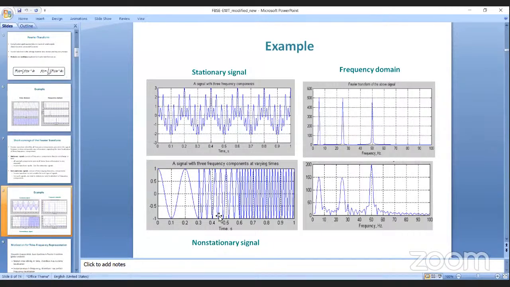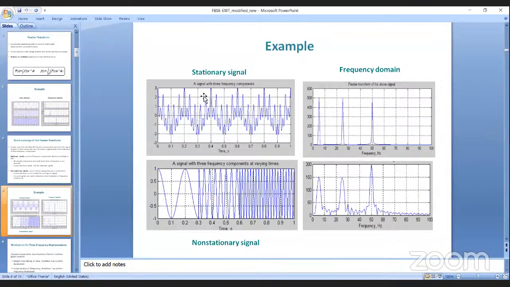And when you go to the other case, the non-stationary signal, all these frequencies are present, but they are present at different points of time. For example, from 0 to 0.3, the 5 Hz frequency is present, from 0.3 to 0.6, the 25 Hz frequency is present, and from 0.6 to 1, the 50 Hz frequency is present. So this is a concatenation of these three frequency components, and that is an example of a non-stationary signal.